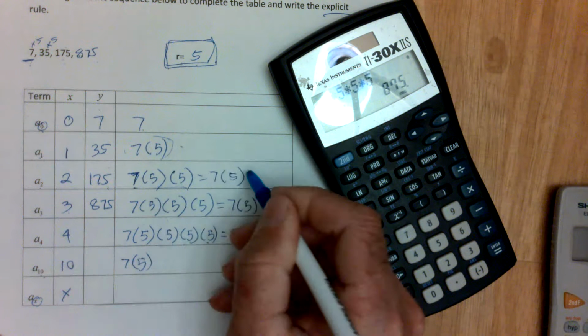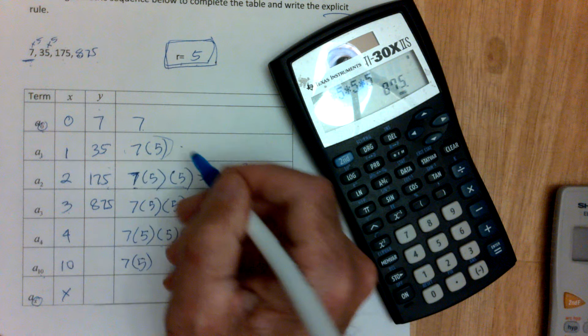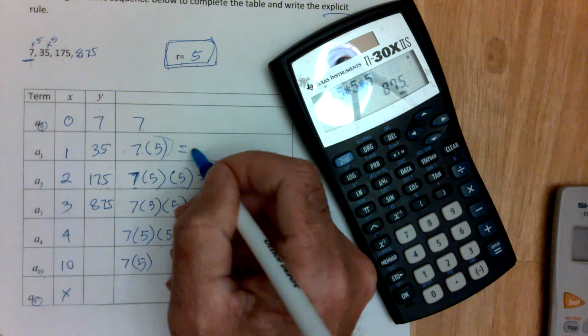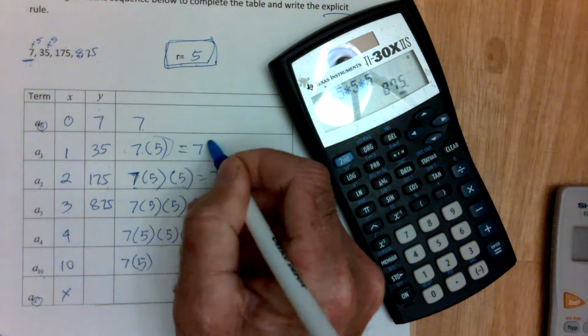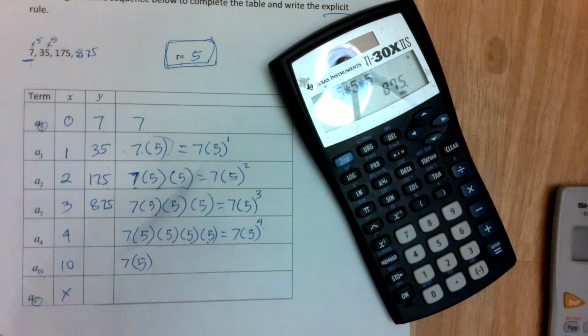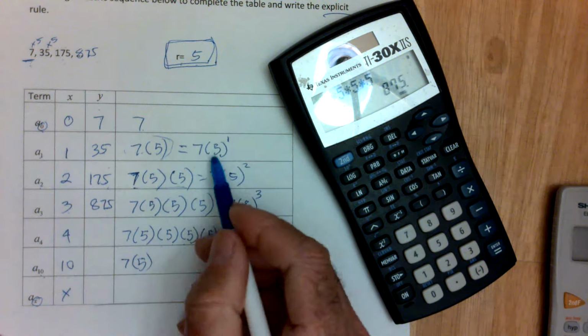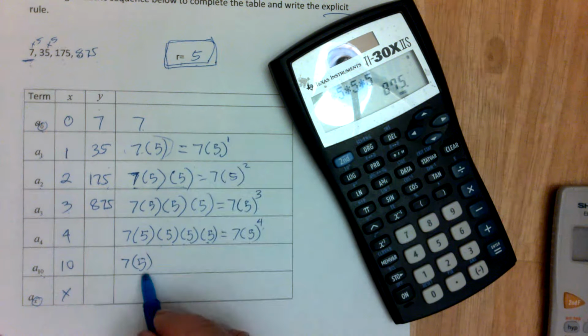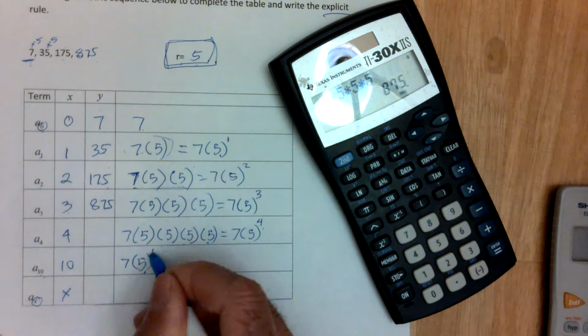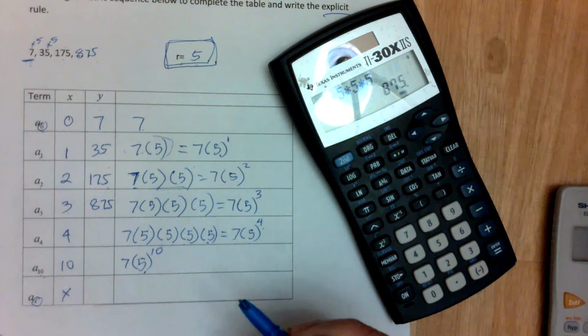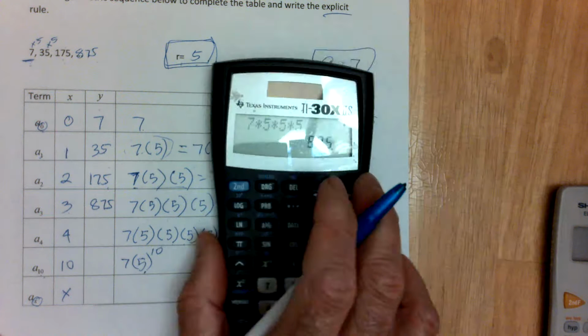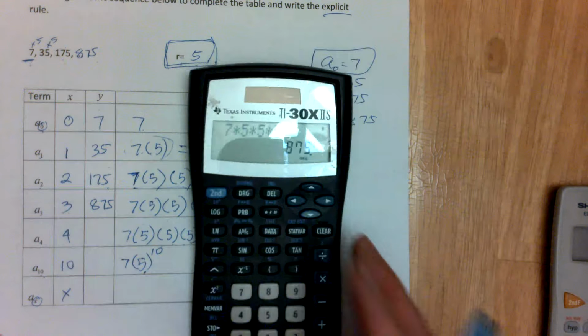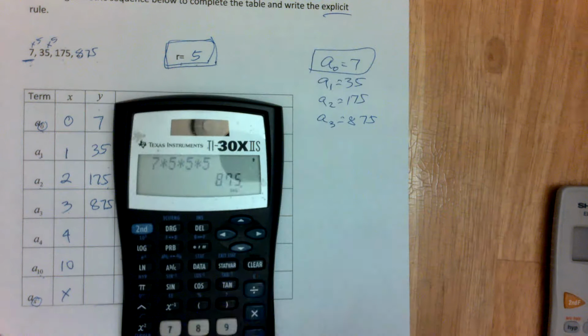7 times 5 to the 2nd. And then this one, it's just as easy to write like this. Actually, maybe a little easier, but the exponent would be 1, right? 7 times 5 to the 1st power. On this one, 7 times 5 to the 10th power. So 7 times 5 to the 10th power, we can calculate that.